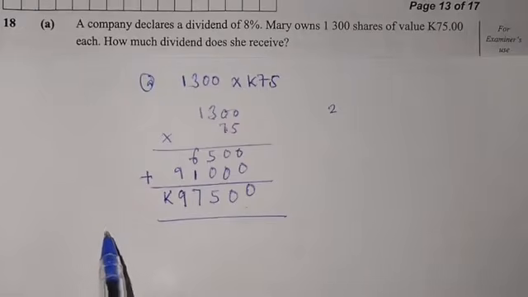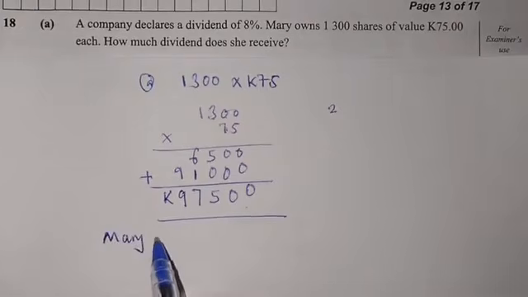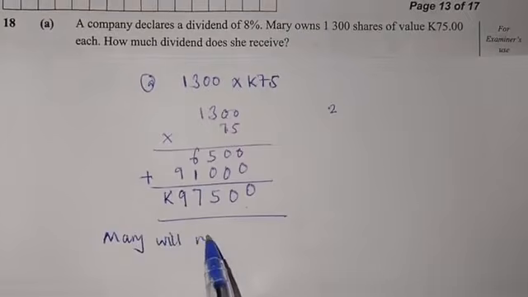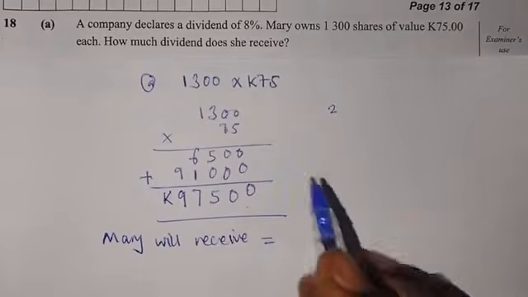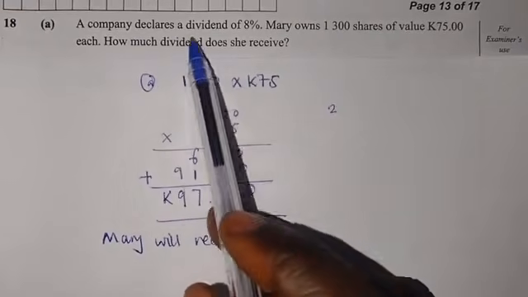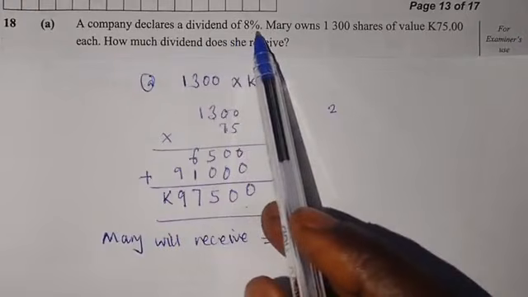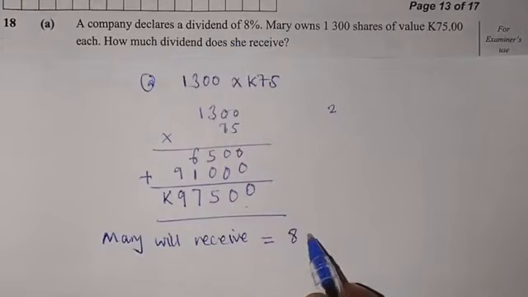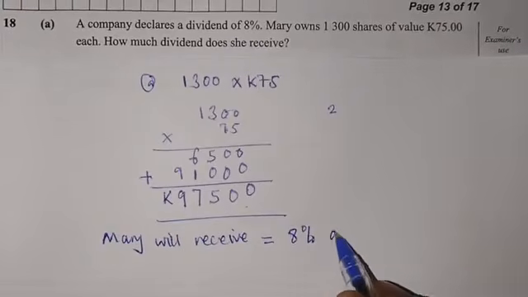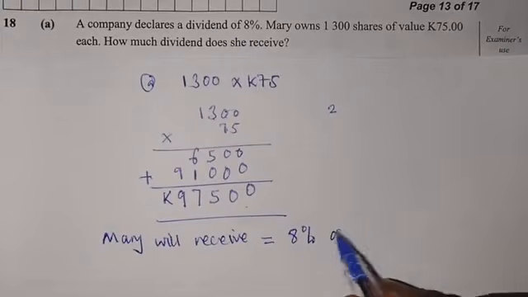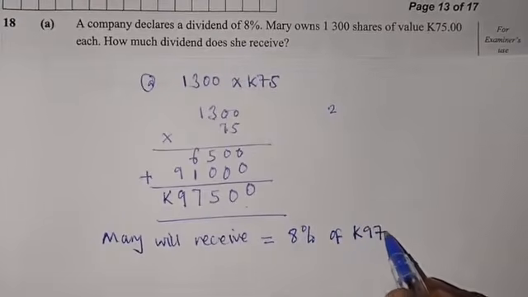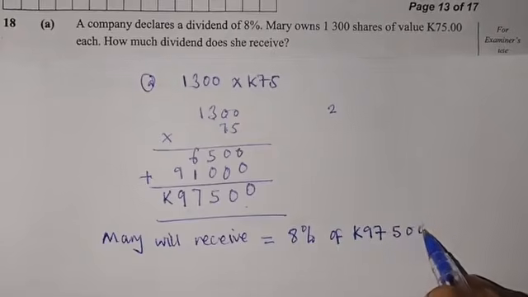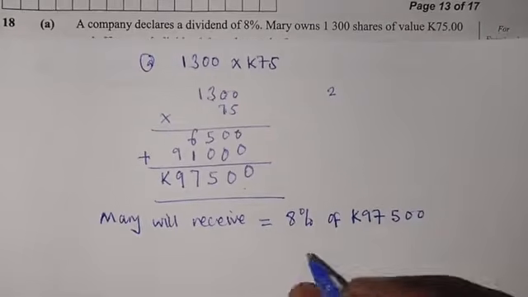So here now we just say Mary will receive, so Mary will receive equal to, so they have told us that this company declares a dividend of 8%. So we'll find 8% of the total cost of shares, which is this one, 97,500. So this is what you are going to do.